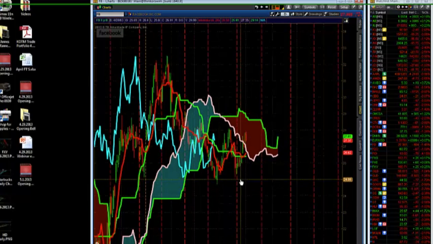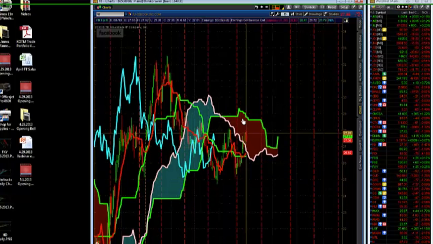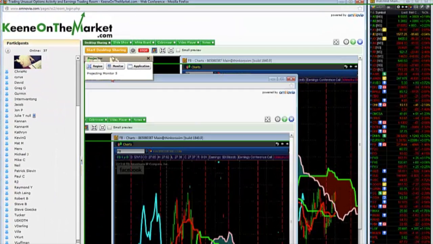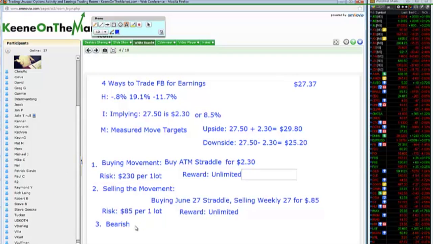And 25 looks like a short-term bottom, which is a measure move target to the upside. 30 looks like the top. So very, very simple, very, very easy. If I was bearish, I'd buy a put fly, and I would do the buy the 27, 25, 23 put butterfly.